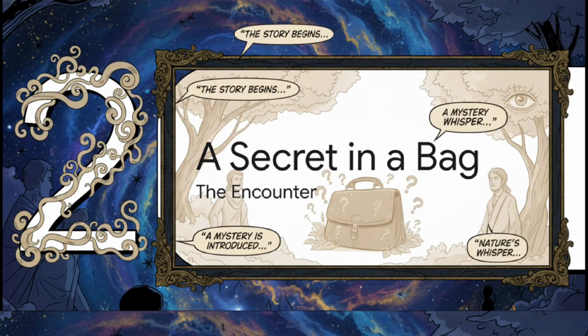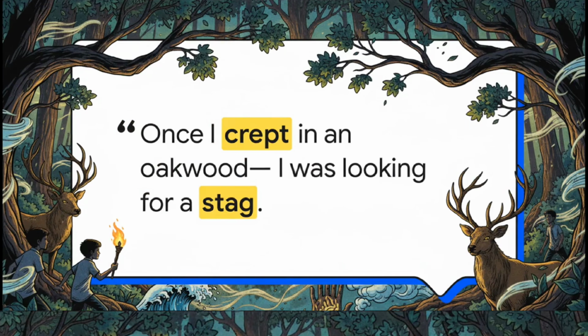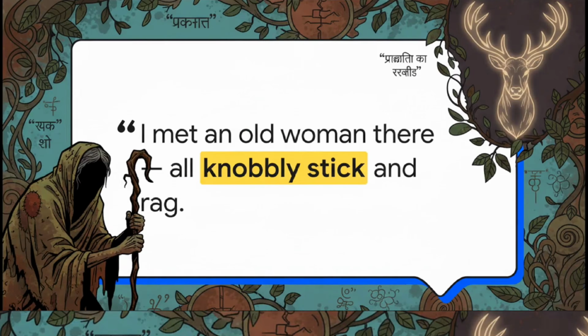All right, let's get into the poem itself. The story kicks off, and right away we're hit with a mystery. Just listen to how this starts. Once I crept. See that word, crept? It gives you this feeling of quiet, almost sneaky movement. The child isn't just taking a stroll. They're on a mission, looking for a stag. And a stag is often the symbol of the wild, untamed spirit of the forest. And then something happens. An encounter. But it's not with this majestic stag he was looking for.